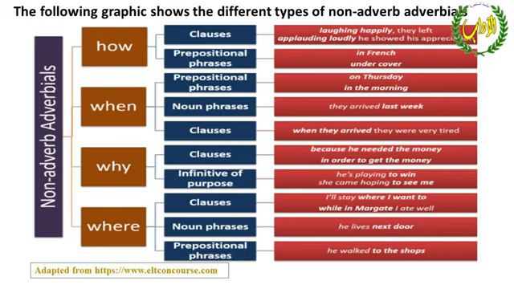Clauses as in when they arrived they were very tired. Why, as in clauses, because he needed the money, or infinitive of purpose, as in in order to get the money, he is playing to win, she came hoping to see me. So to win and to see me are non-adverb adverbials. Where, as in clauses, noun phrases, prepositional phrases, as in I'll stay where I went, he lives next door, he walked to the shops. All these are non-adverb adverbials.